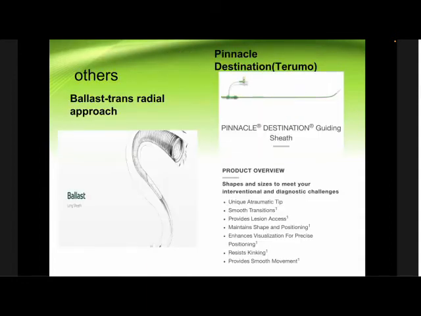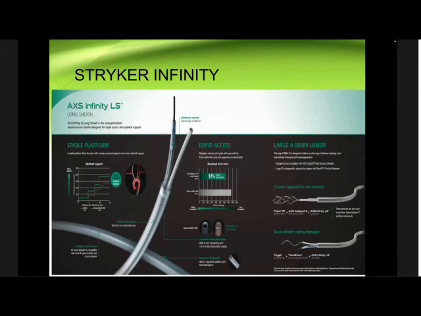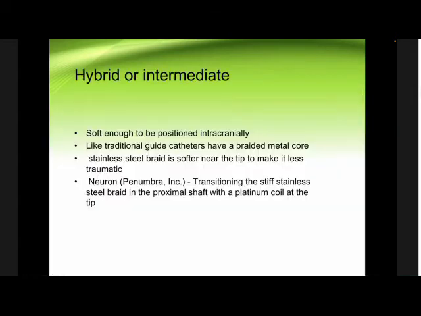Other guide sheaths used are the Ballast from Balt and the Destination from Terumo. And the other one used is the Infinity from Stryker, which also has a large 0.088 lumen, which allows multiple insertions for a triaxial approach for clot retrieval, and dual catheter coiling therapies are possible due to its large lumen.